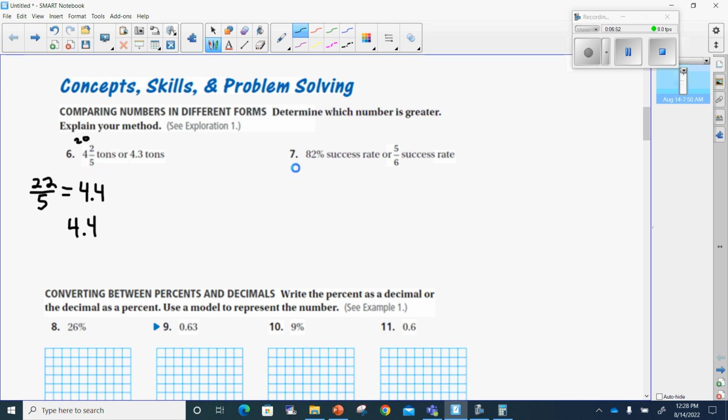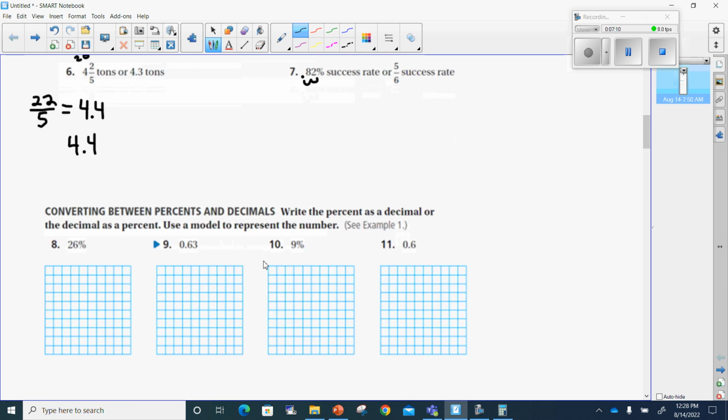All right, you've got number 7 to do. I know you might be thinking, Mr. Mendez, this has a percent in it. Just remember that when you have a percent, to turn it into a decimal, you simply move the decimal place over 2 spots. This would be 0.82. You're going to treat this fraction the same way you did this one over here.